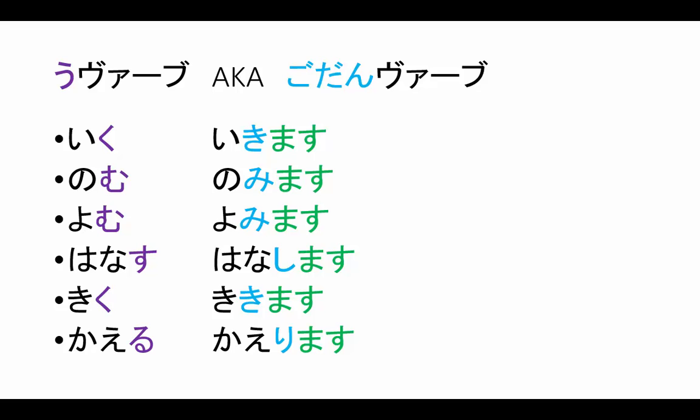You can use nomimasu, yomimasu, hanashimasu, kikimasu with o. You cannot use ikimasu or kaerimasu with o. They don't work, okay? So you can say, for example, ongaku o kikimasu. I listen to music. Nihongo o hanashimasu. I speak Japanese, right? Language. Hon o yomimasu. I read a book, right? Mizu o nomimasu. I drink water.